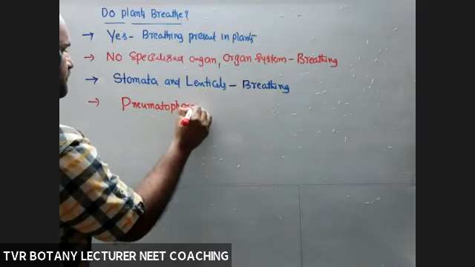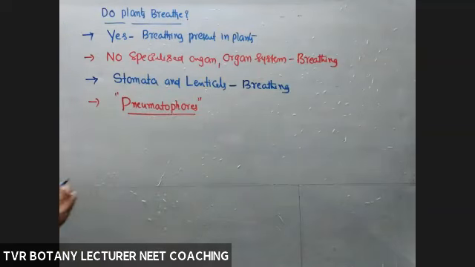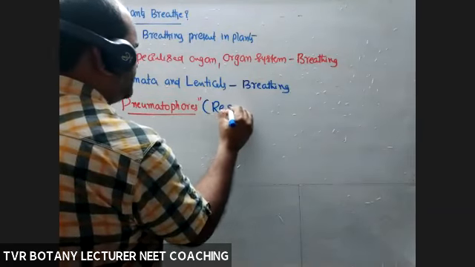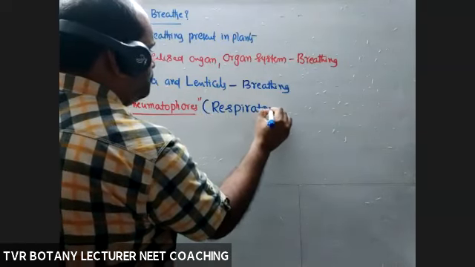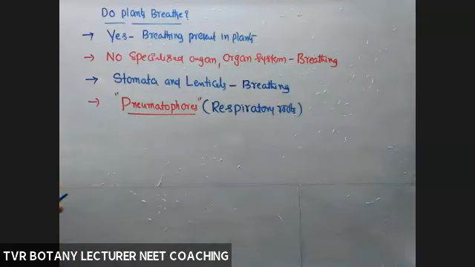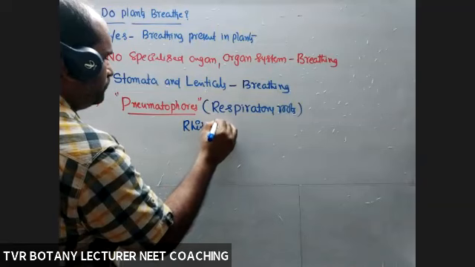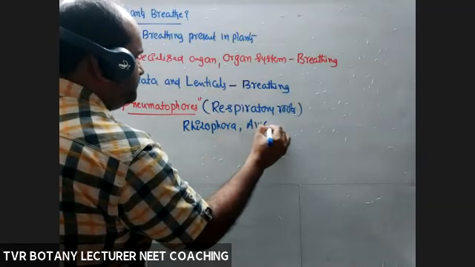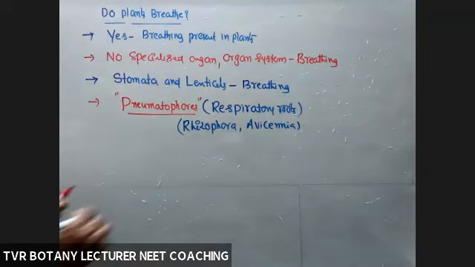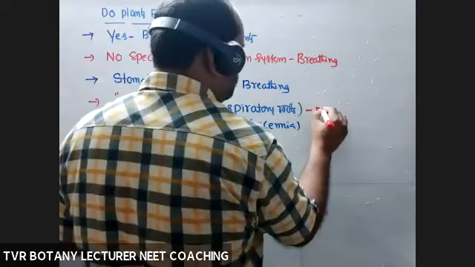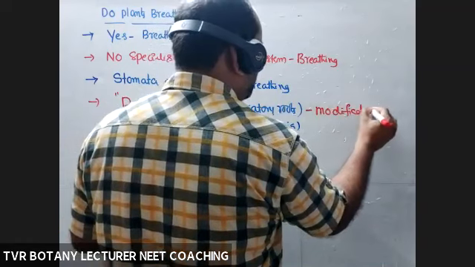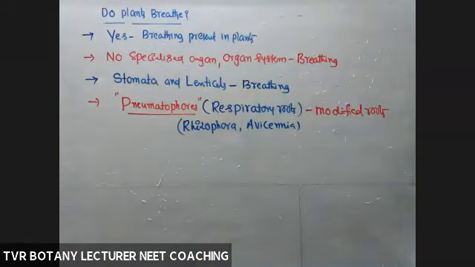Pneumatophores. Go back to morphology. Pneumatophores, what are they? Respiratory roots. The term itself indicates respiratory roots, particularly in the case of mangrove plants, Rhizophora, Avicennia. First year part, morphology, root modification, modified roots. Are they concerned with the supply of oxygen or not? The term itself, respiratory roots. They are able to supply oxygen, yes, definitely. They are also called breathing roots.